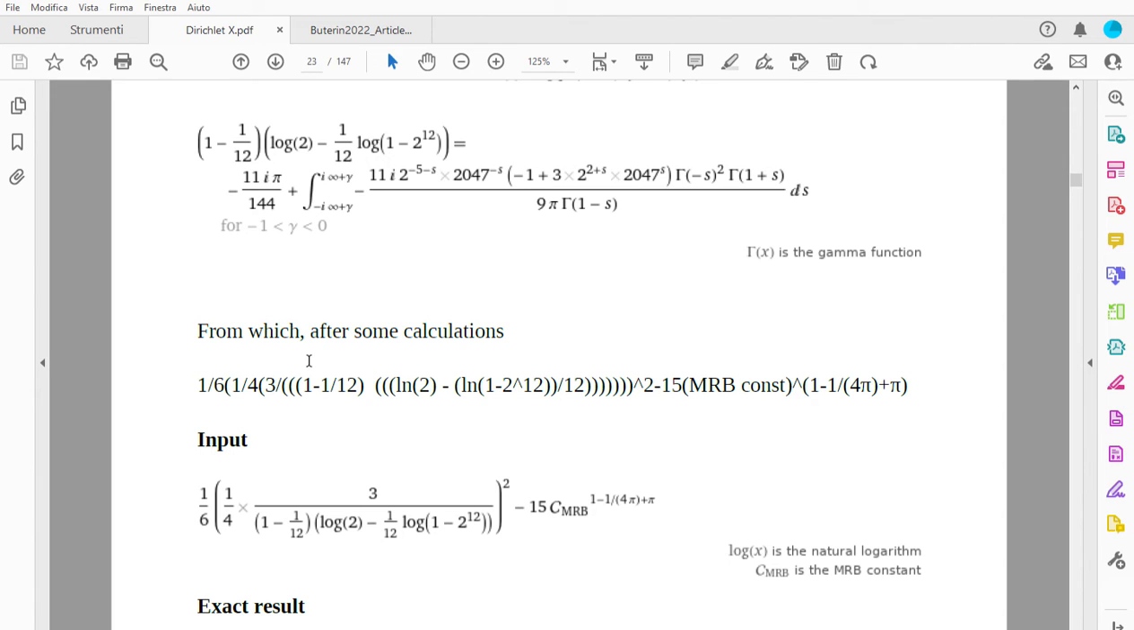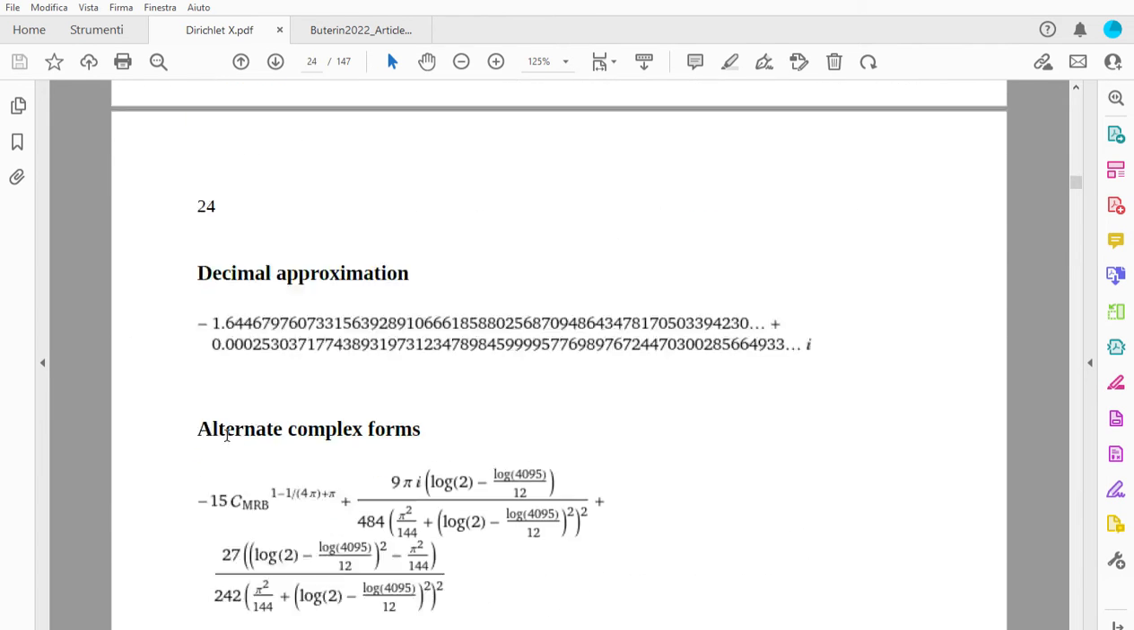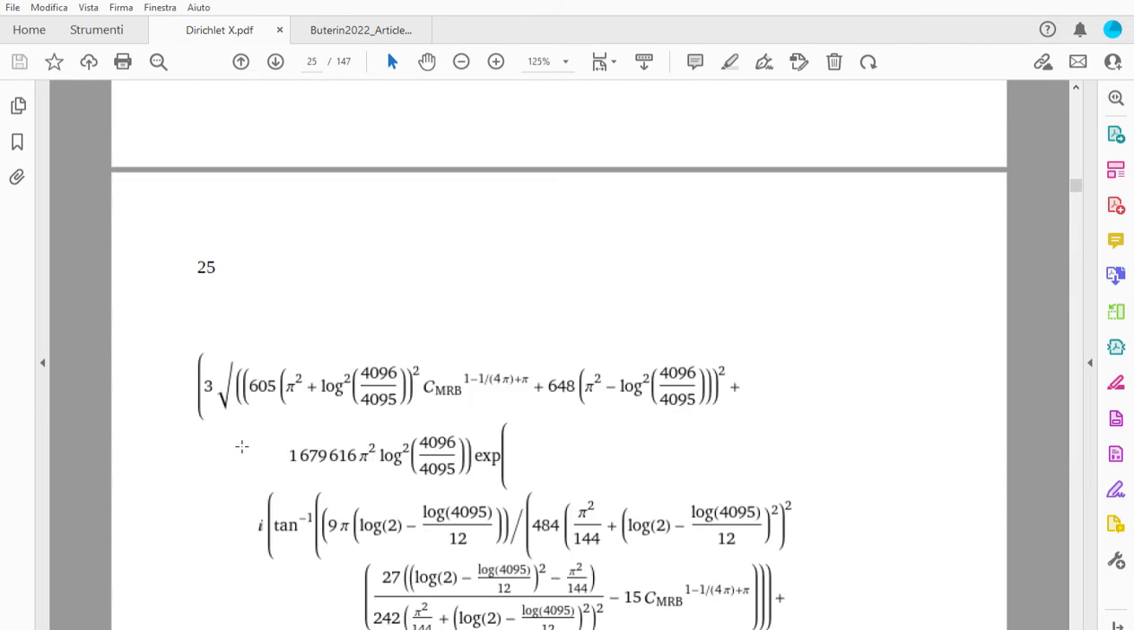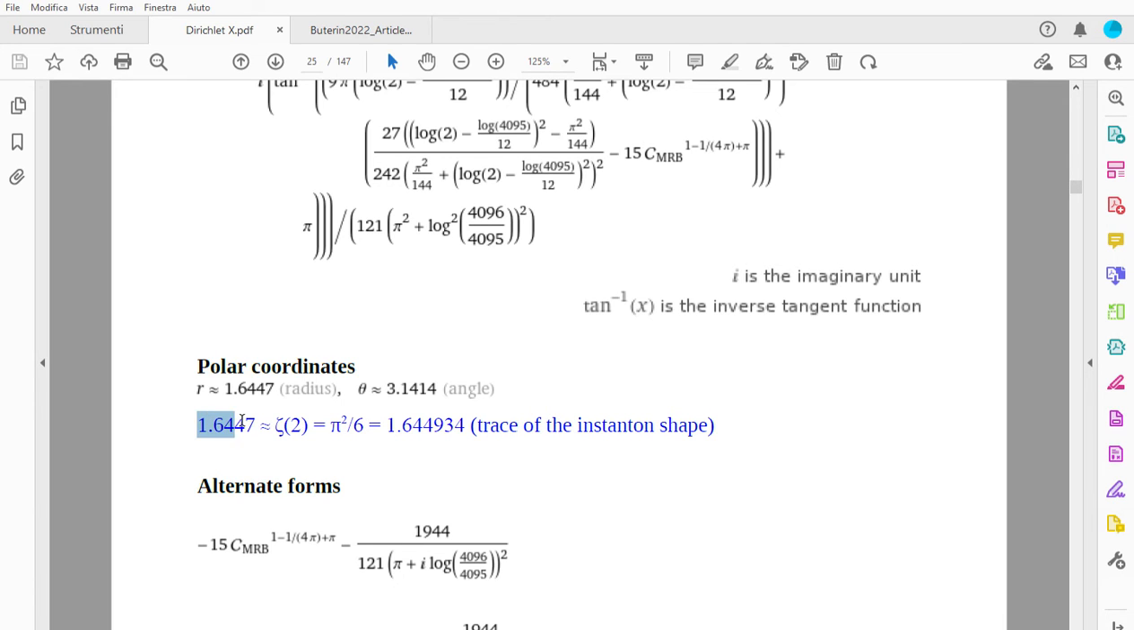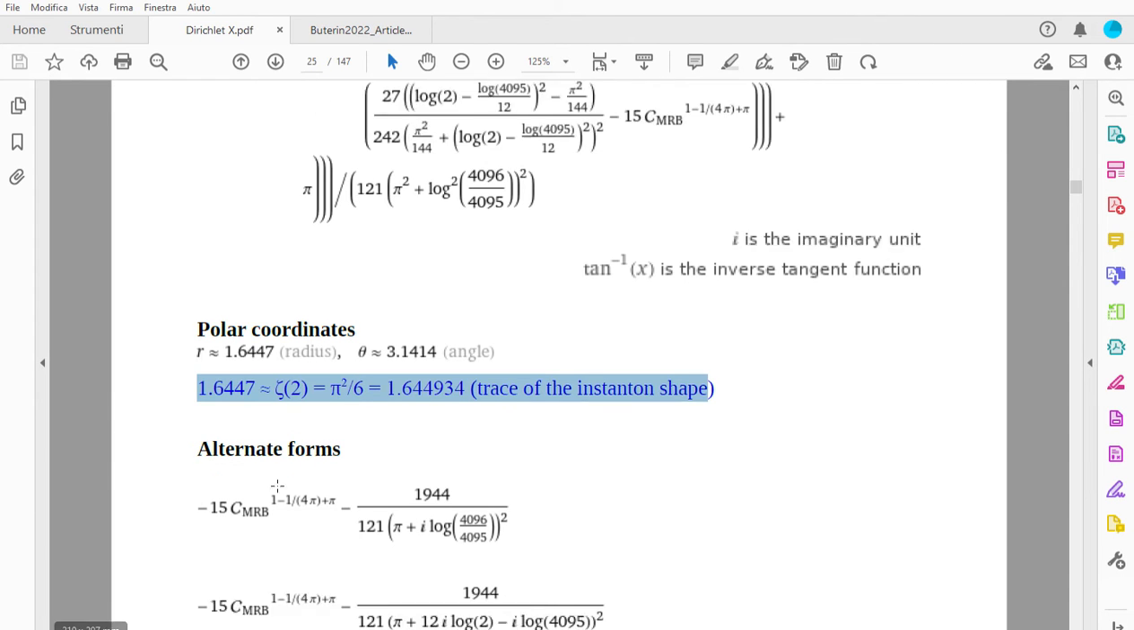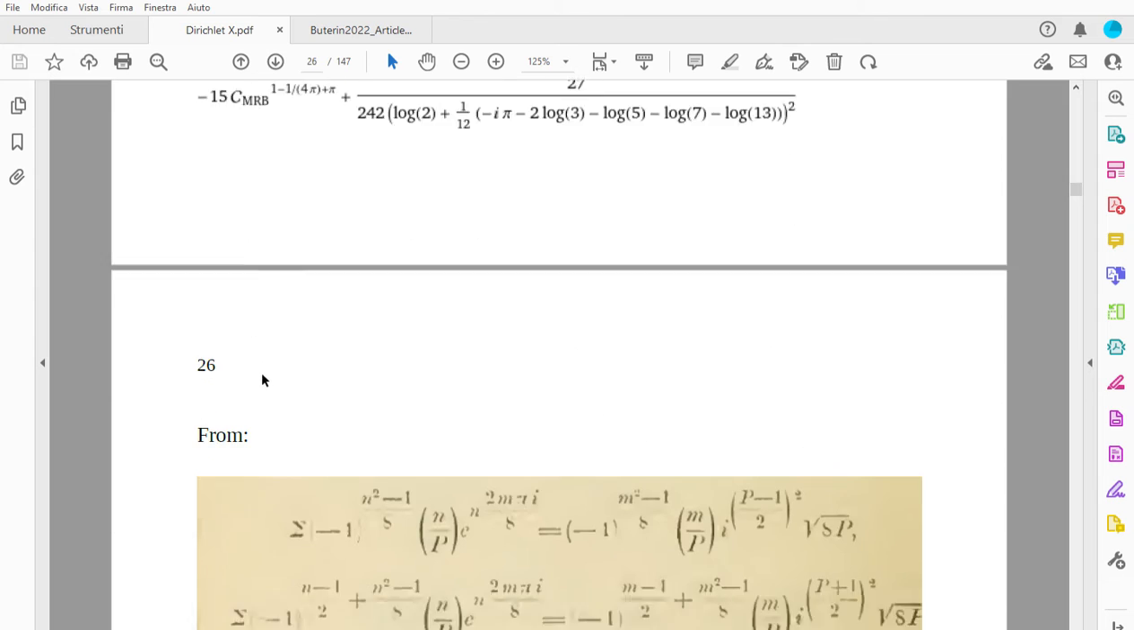From the previous expression, after some calculation, we obtain another exact result, that is the following value that is very near to zeta 2, a value of a Riemann zeta function, that is equal to pi squared divided by 6, and is connected with the trace of the instanton shape. This is the alternate forms.